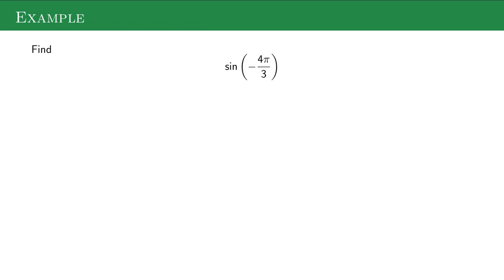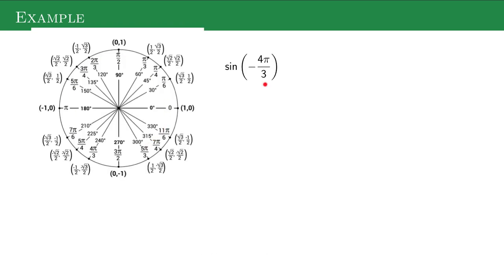Sine of negative 4 pi over 3. Well, all of our angles on the unit circle are positive, so this definitely isn't on here, but I can just add a full revolution, doing the same thing as before and writing it as a fraction. In this case, I want 3 on the bottom, so I have to multiply by 3 over 3. Now I can add negative 4 pi plus 6 pi, which is 2 pi. And so I get 2 pi over 3 is the same as negative 4 pi over 3.